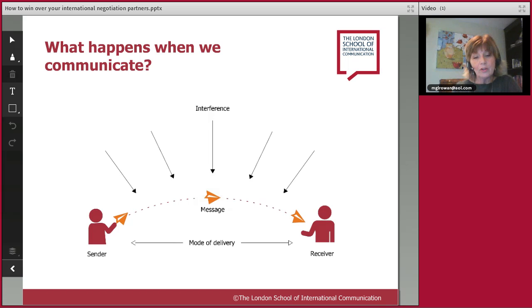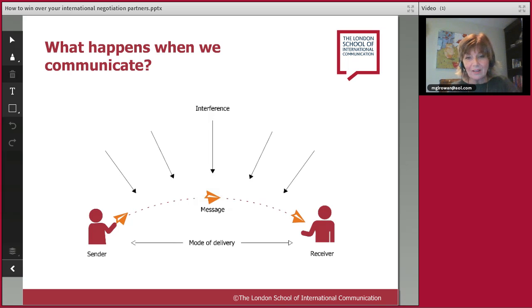But in between you sending the message and the receiver receiving it, there are all the complications of different language, different culture, beliefs, values, intuition, any history that you have with that person or that company or this situation of negotiating. And all those things potentially interfere with the message because they take up space in your head.